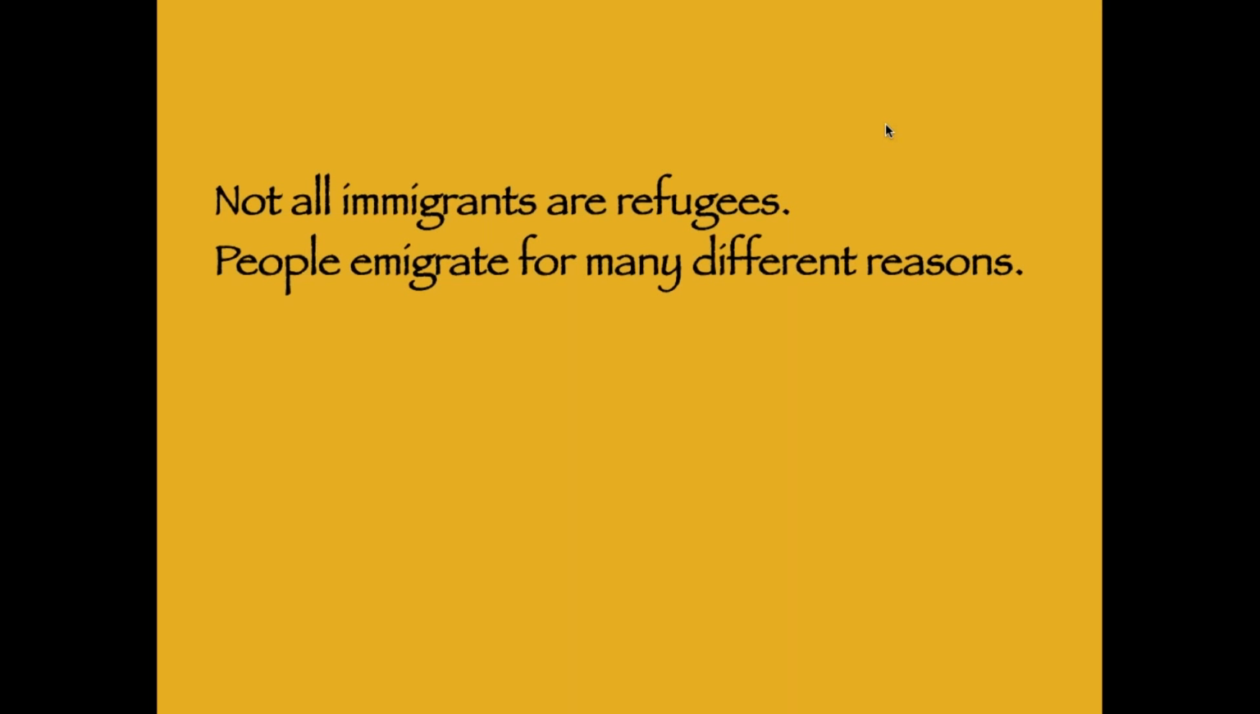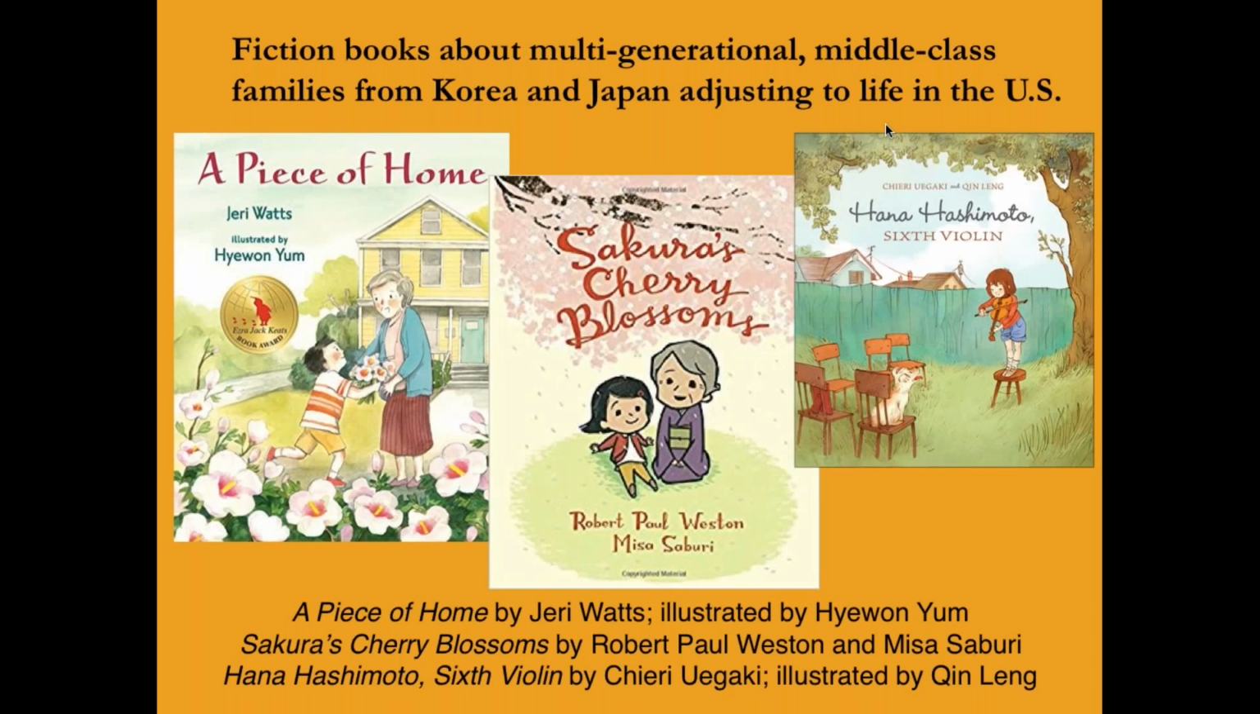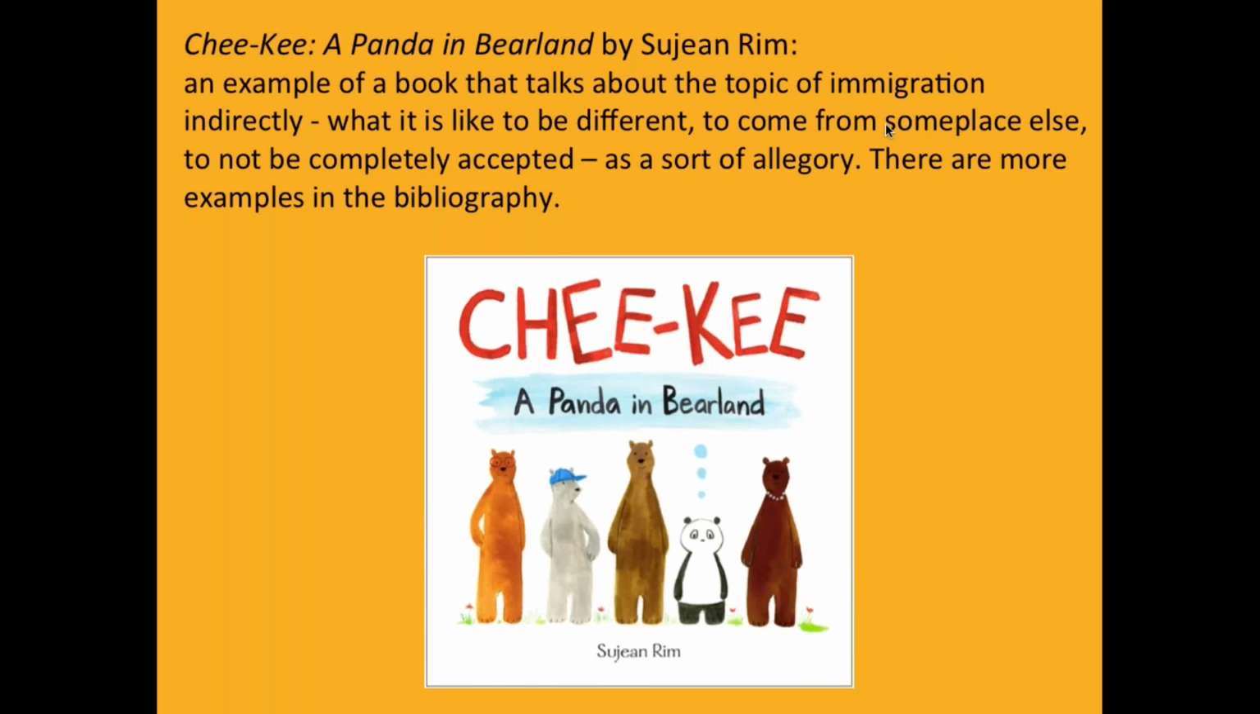Not all immigrants are refugees; people emigrate for many different reasons. So here are some fiction books about multi-generational middle-class families from Korea and Japan adjusting to life in the United States, where it's still an adjustment to both keep what's valuable from the old home country as well as adjust to the new country. And this book, Chi Ki, is an example of a book that talks about the topic of immigration indirectly: what it's like to be different, to come from someplace else, or to be not completely accepted.